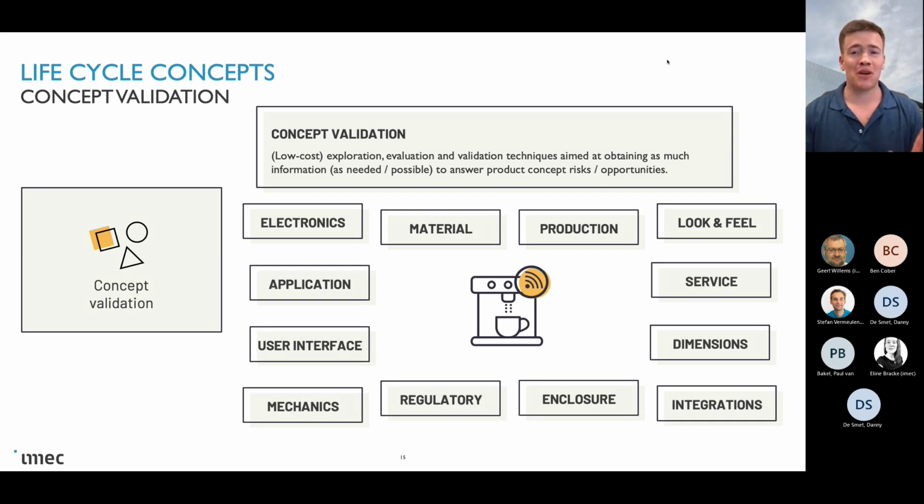A product or a smart product consists of a lot of things. You can see it's electronics, it's mechanics, there's a part of integrations, you have dimensions, look and feel, the packaging and enclosure, you have material properties.